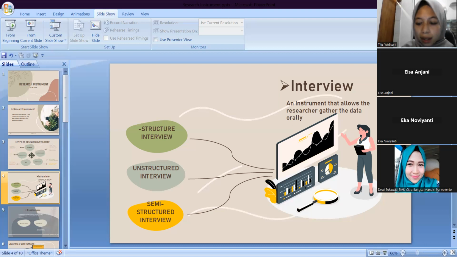And then the third is semi-structured interview. It is a combination. So in semi-structured interview, the interviewee takes control of the interview process, like unstructured interview. But the difference is that semi-structured interview is talking about some issues or topics with a focused format.